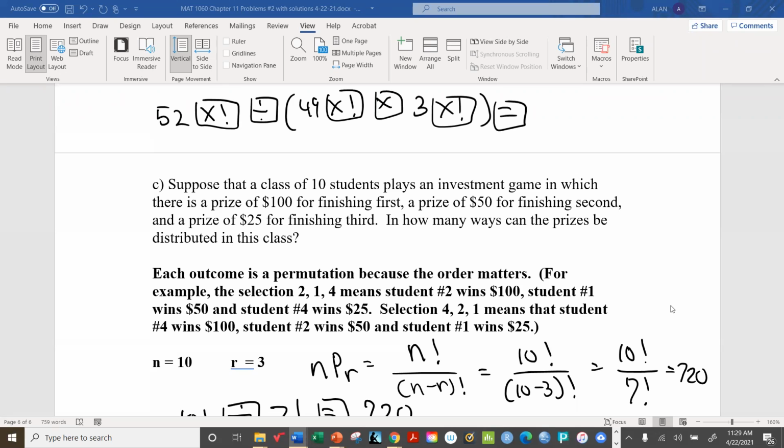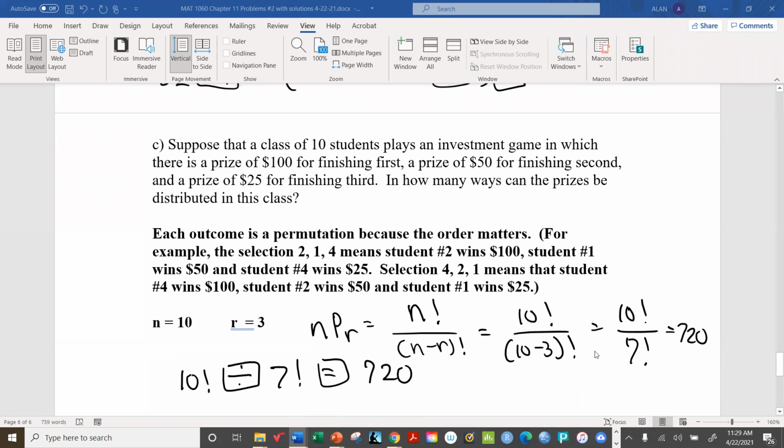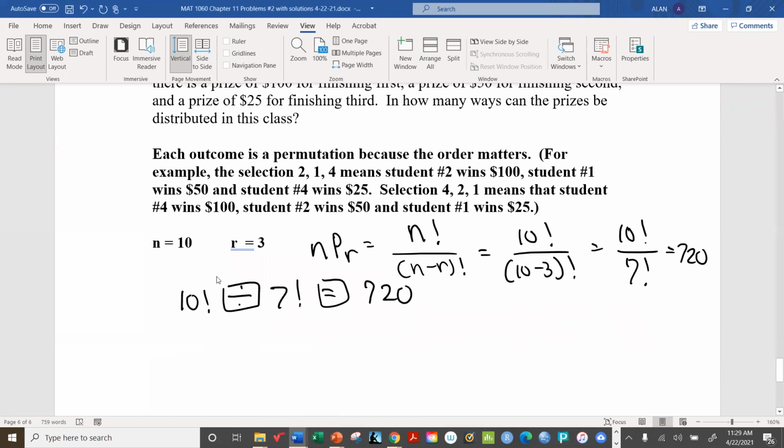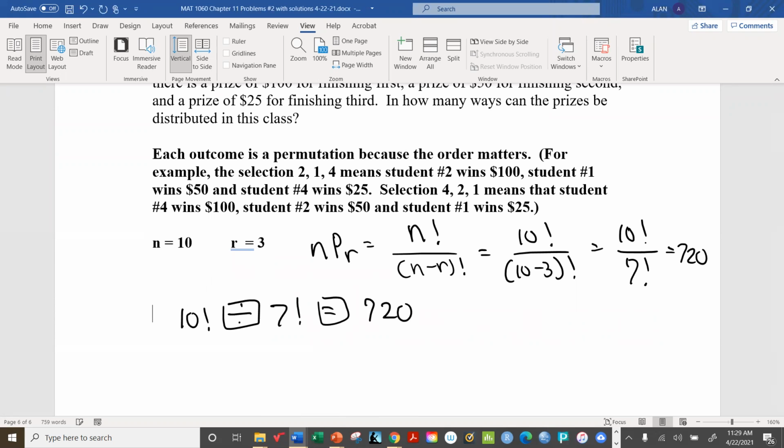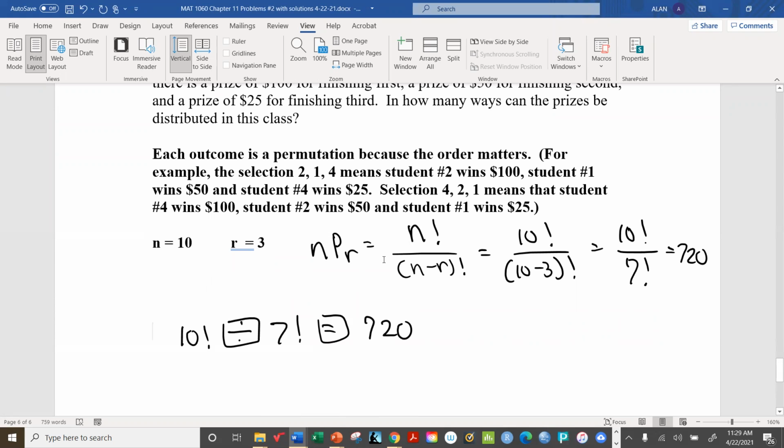Okay, so now the formula, as you might recall, is right here. It's nPr equals n factorial over n minus r factorial. Here, n is 10 because there's 10 students in the class. r is 3 because there's 3 prizes. So when you plug those in, or here algebraically, you've got 10 factorial over 7 factorial, which is what you're doing down here with your calculator. And either way, the final result is 720.